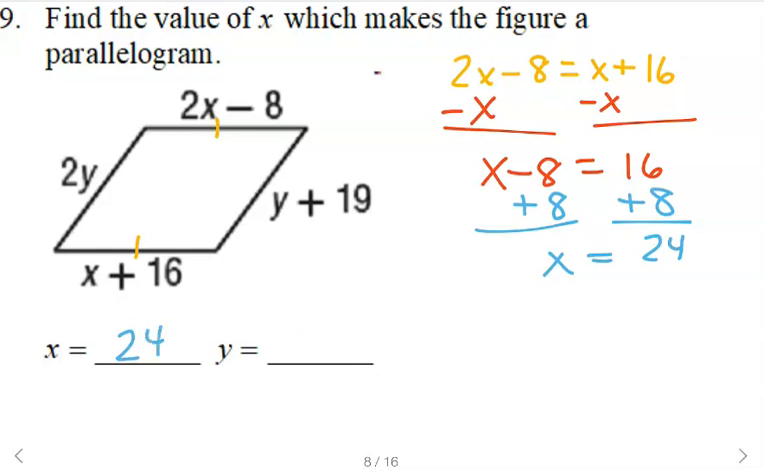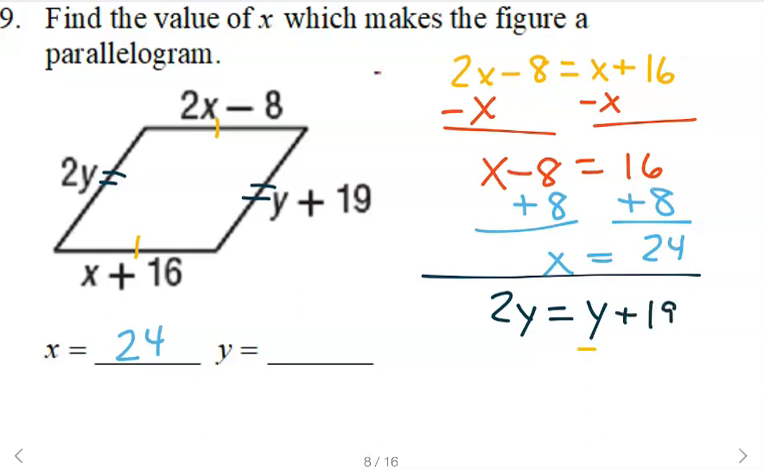Alright, same type of thing happens for the y's. These other opposite sides are congruent, so we have 2y equal to y plus 19. Subtract y from each side, and so we get y equal to 19. We found the value for x and y. It should have said x and y up here.